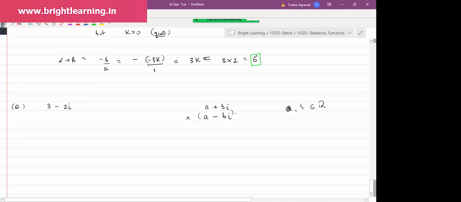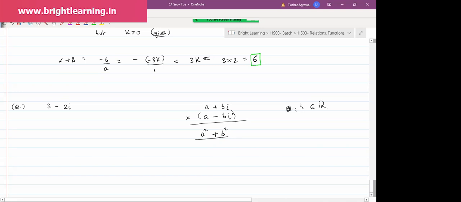Multiplying a number with its conjugate. Now do this multiplication, Pujita. What will it become? a square, a plus bi, a minus bi. This bi into negative bi, so it will be minus of b square, i square. i square is minus 1. So minus of minus b square will be plus b square. Correct? Yes, sir. ab into i, negative ab into i, that will get cancelled out. So what only remains is a square plus b square.